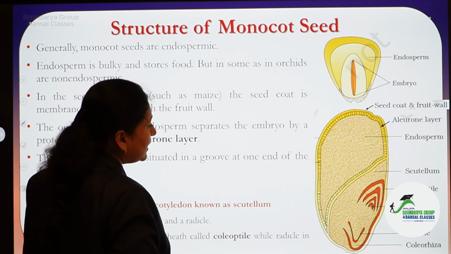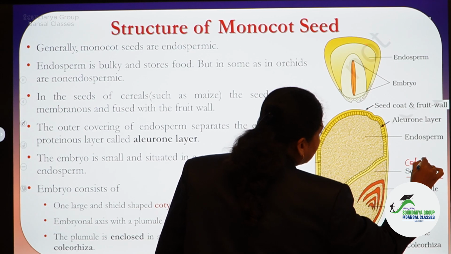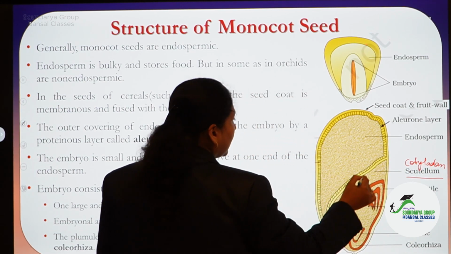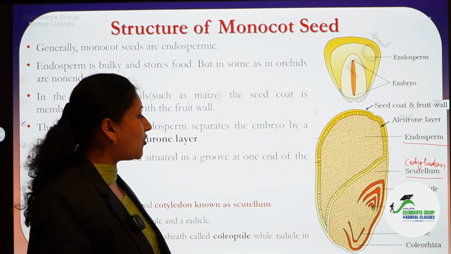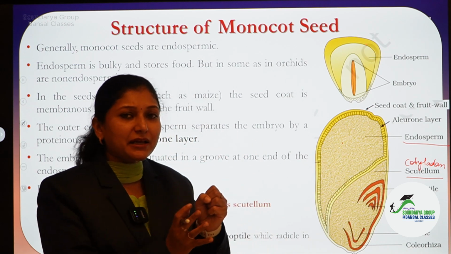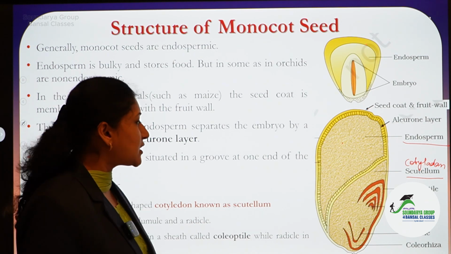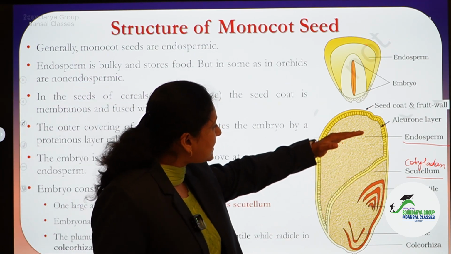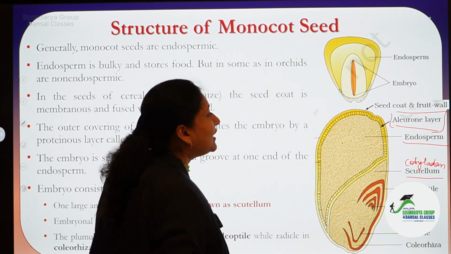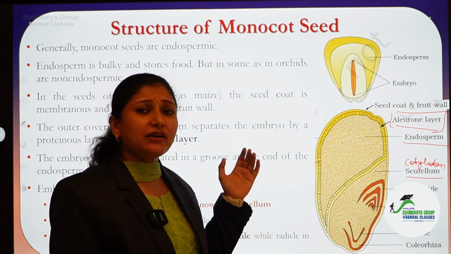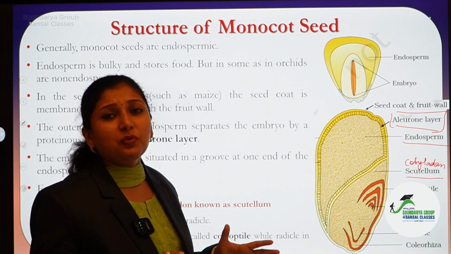Then the monocot seed, in that you have, this is its scutellum. What is scutellum? It's the cotyledon. And this part is endosperm. So scutellum is the single cotyledon of monocot, where you have the plumule, which is covered by a sheath known as coleoptile, and the radicle, which is covered by a sheath known as coleorhiza. This scutellum is separated from the endosperm by a proteinous layer that is known as the aleurone layer. These types of seeds are known as endospermic seeds, and we also call them albuminous seeds.